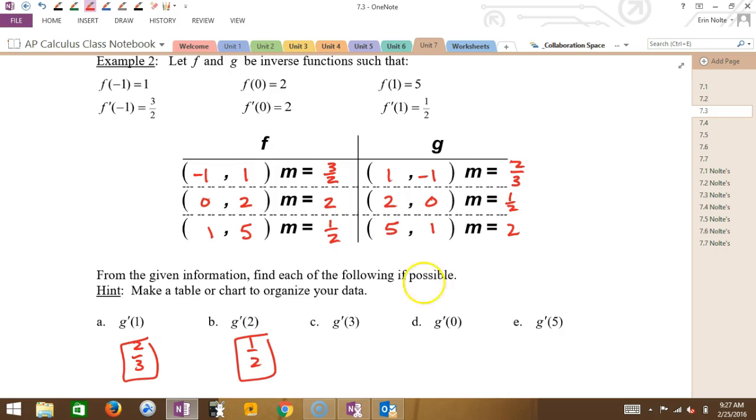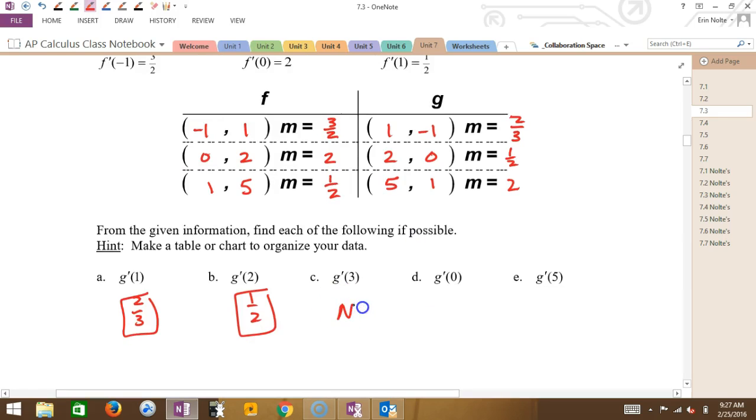Couldn't tell you. You're exactly right. You don't know anything. Not possible. We do not know. We don't have that x value. Okay, what about when the x value is 0? Still not possible. We have no x value of 0 for the g. Don't know that. What about the x value of 5? 2. Good. Okay. Good, Matt?